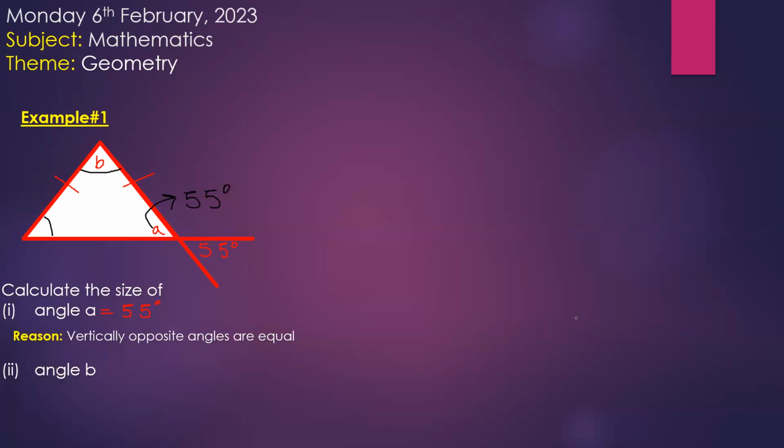Say it again. 180 degrees minus 55 gives you 125 degrees. 180 minus 55 gives you 125. Yeah. Nope.